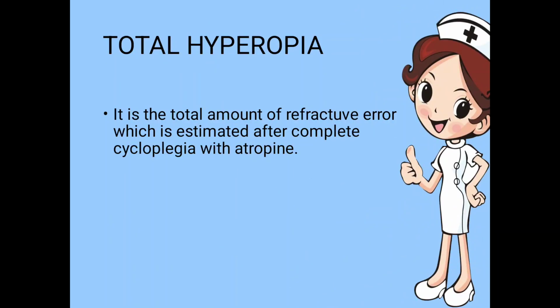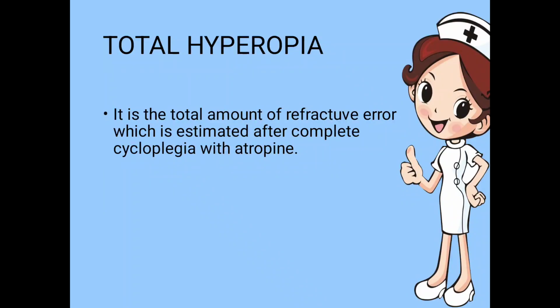So let's see one by one. Total hyperopia is the total amount of the refractive error which is estimated after complete cycloplegia with atropine. Now the person needs to be dilated to see the total amount of hypermetropia. The dilating drops, known as cycloplegic drops, are atropine, homatropine as well as cyclopentolate. So all these three drops are used.